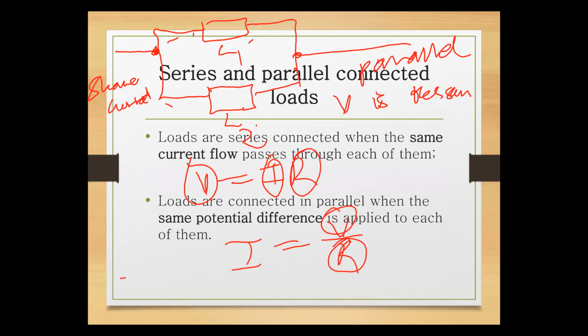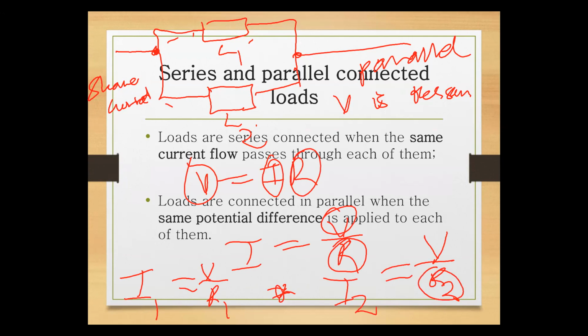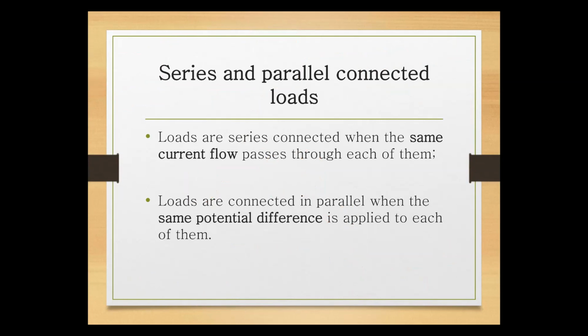So for load 1, we have I1 equal to V over R1. And then for load 2, we're going to have I2 equal to the same V, but over resistance 2. So the resistance here is determining the current. The voltage is the same, but current is different. So current is shared here. So remember, in a series connection, current is the same, but the voltage is different. And in a parallel connection, voltage is the same, but the current is different.